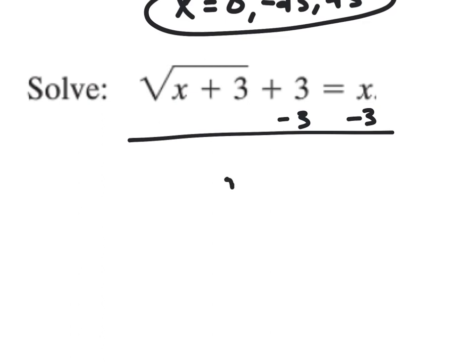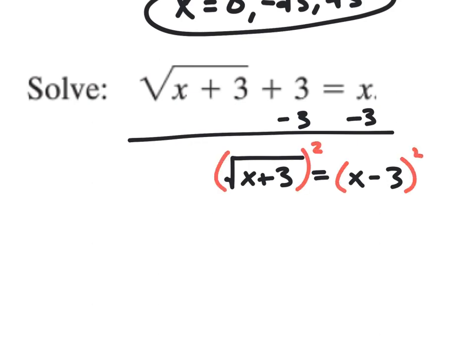And so then I get that the square root of x plus 3 is equal to the quantity x minus 3. Now, in order for me to get rid of my square root, I need to square both sides, okay? So I'm going to square this side and square this side. So then I'm left with x plus 3, and that's going to equal x minus 3 quantity squared.